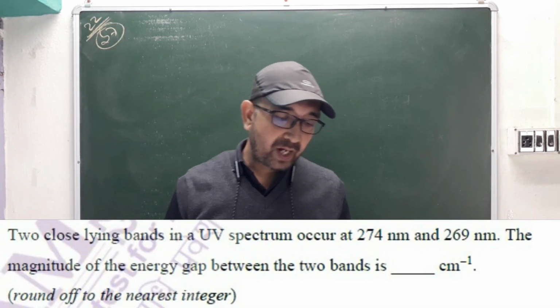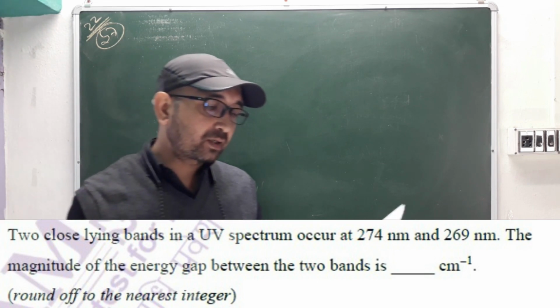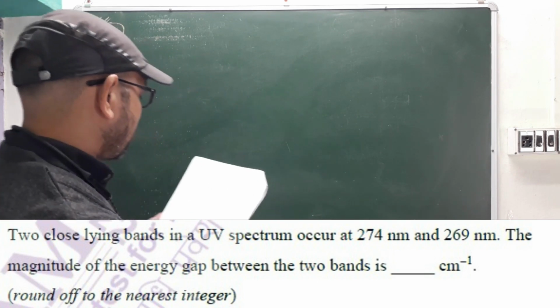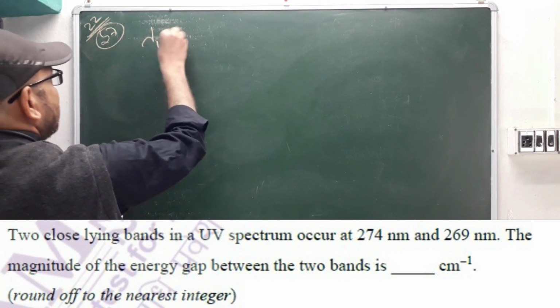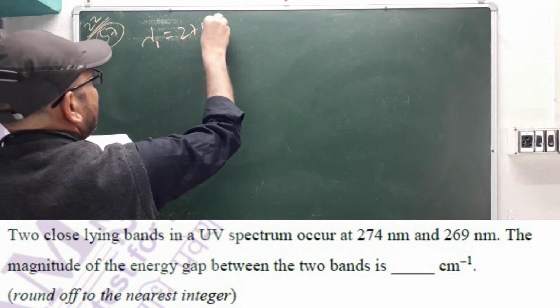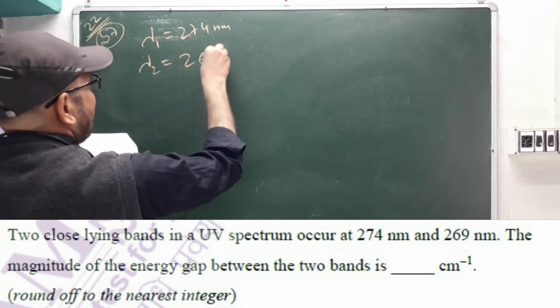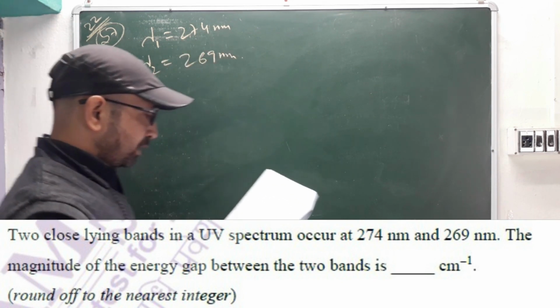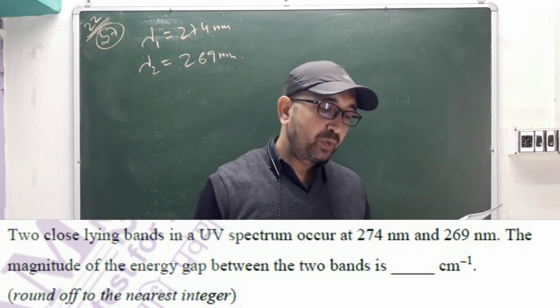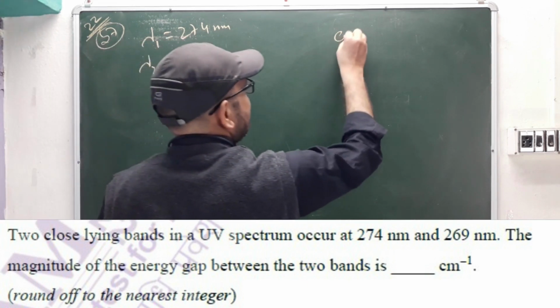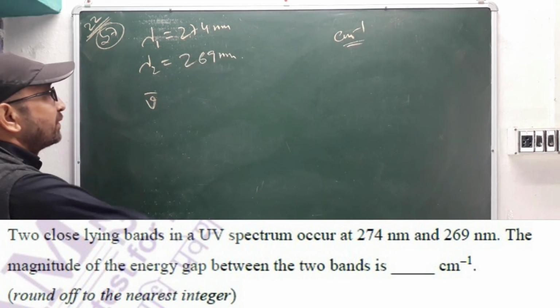Two closed line bands in a UV spectrum occur at 274 nanometer and 269 nanometer. So we can write lambda 1 equal to 274 nanometer and lambda 2 equal to 269 nanometer. Correct. The magnitude of the energy gap between the two bands is asked in per centimeter.